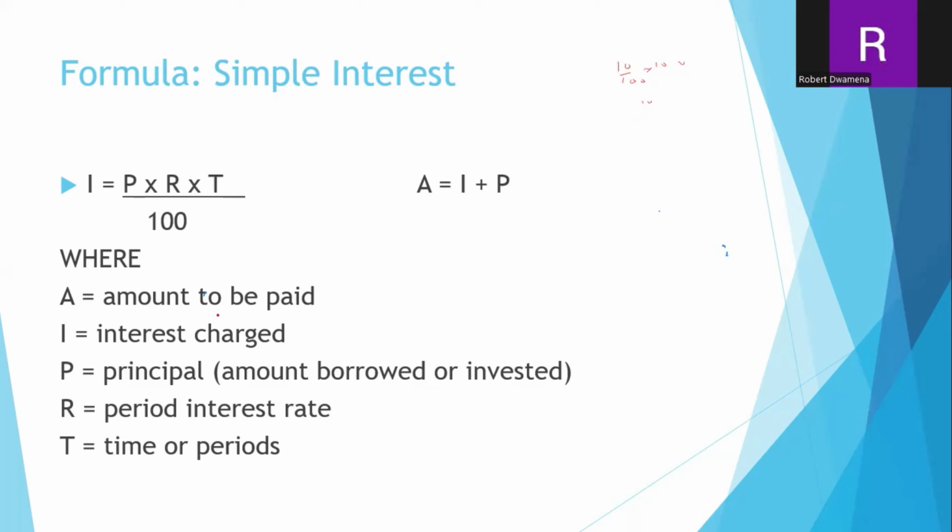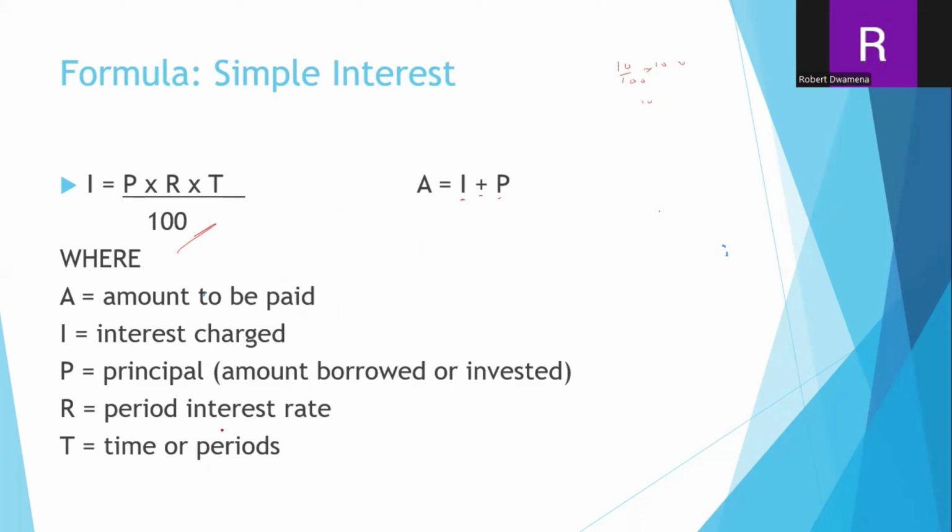And the formula is I is equal to P times R times T all over 100. That is the interest. If you want to find the interest, this is the formula that you are going to use. And if you want to find the amount that you are going to pay at the end of the period, then it is the interest plus the principal. Where this A is the amount to be paid, the I is the interest charge, and the P is the principal, that is the amount borrowed or invested.